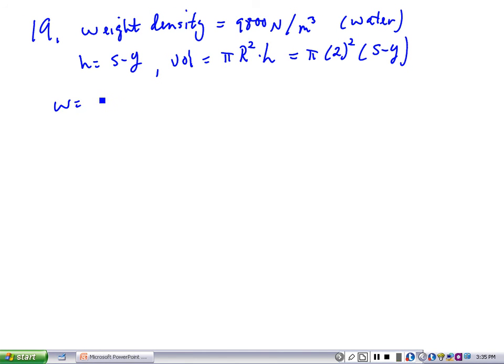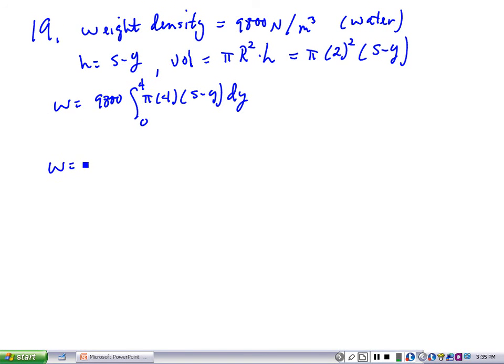So the work now is the weight density, which is 9,800 out in the front, times some integral. Here we have pi times 4 times 5 minus y dy. Now, in terms of the integration, it says that the cylindrical water tank is 4 meters high, the tank's only 4 meters high, so you can only fill it or empty it up to that particular point. There is 1 meter between the tank and the ground level. So here, in terms of the tank, we integrate from 0 to 4.